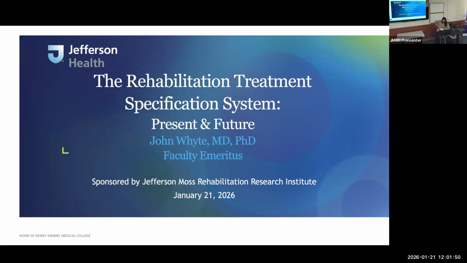But another major contribution to rehabilitation research and care, which he will be talking about today, is the methodological challenges around the specification of rehabilitation treatments. So, without further ado, here's John Whyte to talk about the rehabilitation treatment specification system.